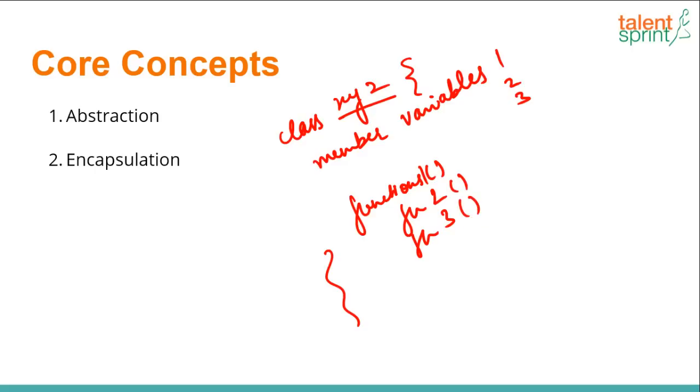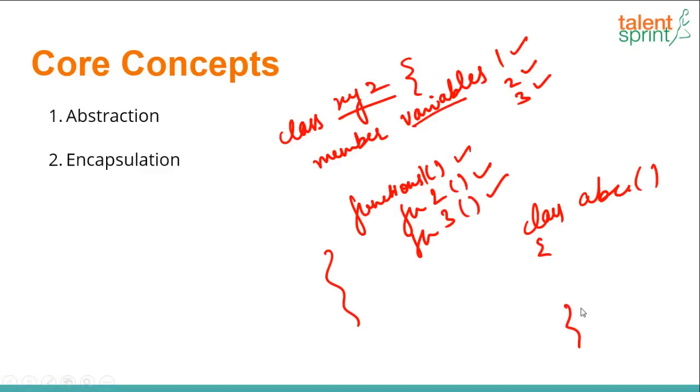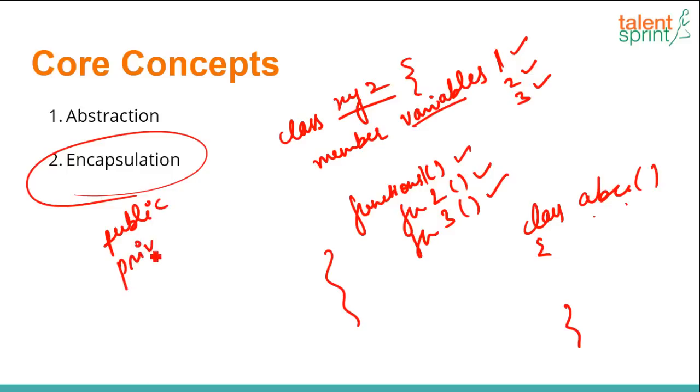Now what encapsulation does is that it helps you decide which of these member variables or which of these functions will be accessible where. Is this member variable accessible in this class? Is this member variable accessible out of this class in, let's say, another ABC class? So whether member variable 1 will be available in ABC or not will be decided by encapsulation. How? That is done by the 4 keywords that we have, that is public, private, default, and finally we have protected.